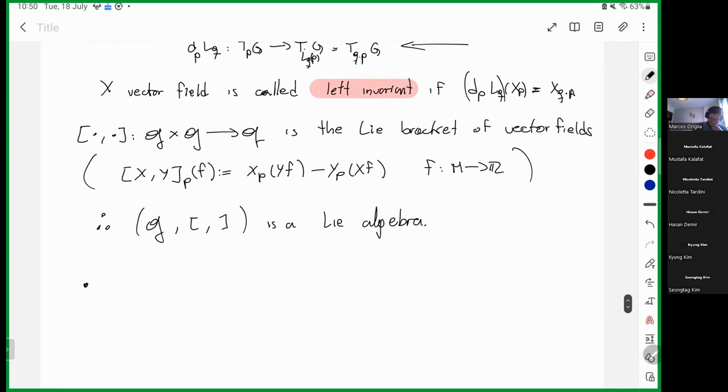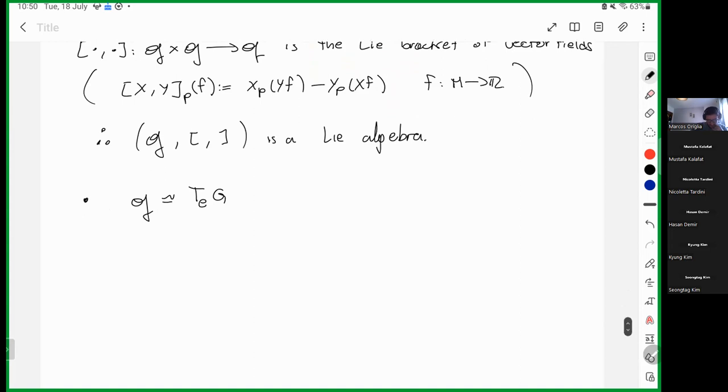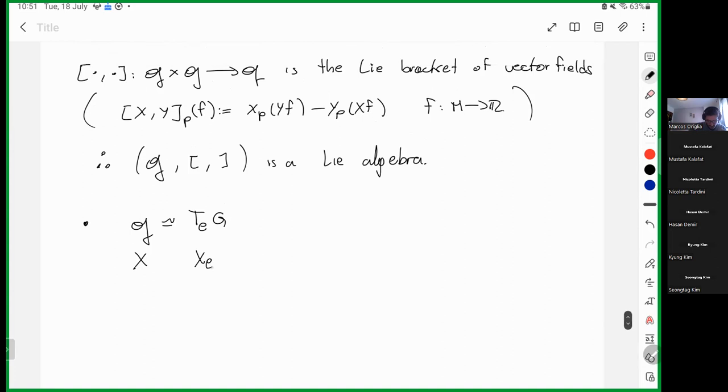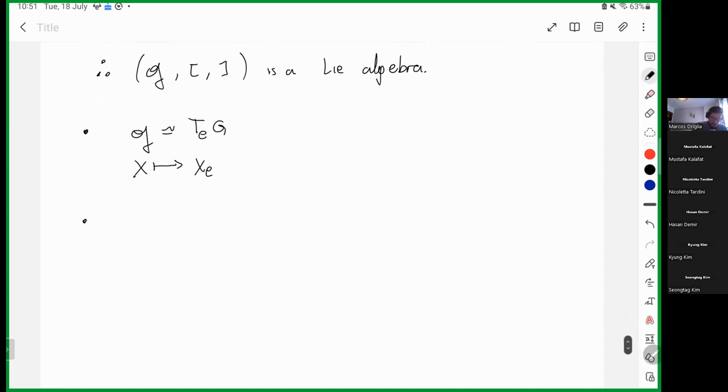The other remark I want to mention is that you can also identify the Lie algebra of a given Lie group just as the tangent space of your group at the identity, right? I think it's clear from the definitions. We defined g as the set of left invariant vector fields, which are completely determined by their value at any chosen point. So in particular, you can choose the point at the identity. So if we identify a left invariant vector field with its value at the identity, this is the identification of g as the tangent space of the group G at the identity.